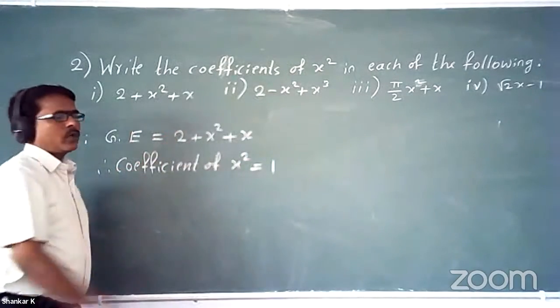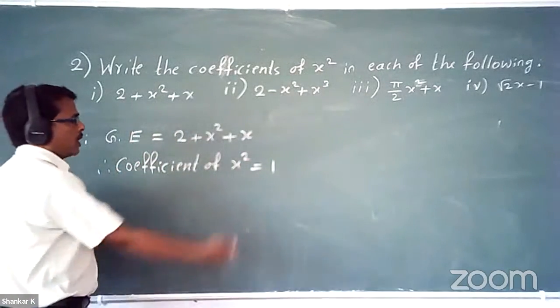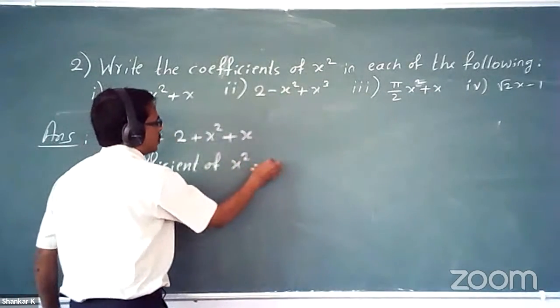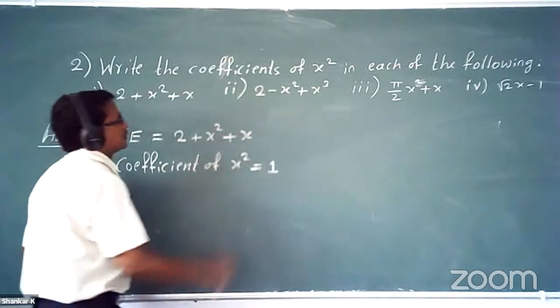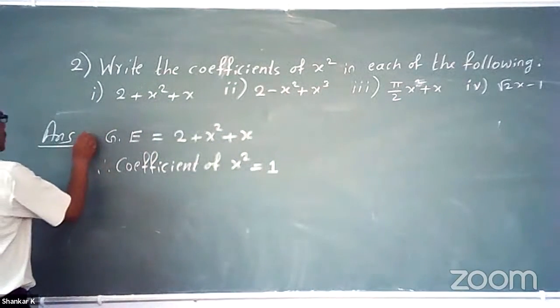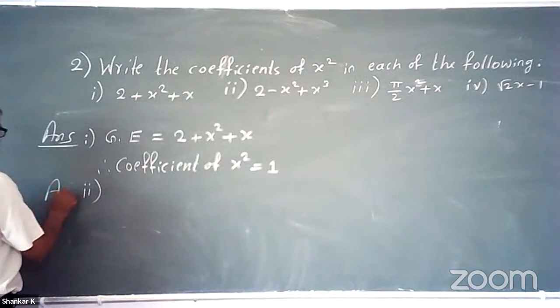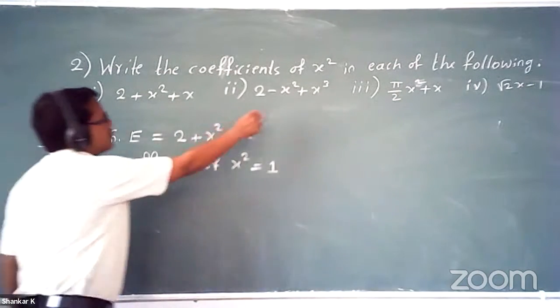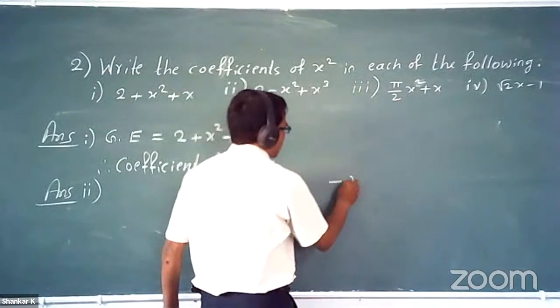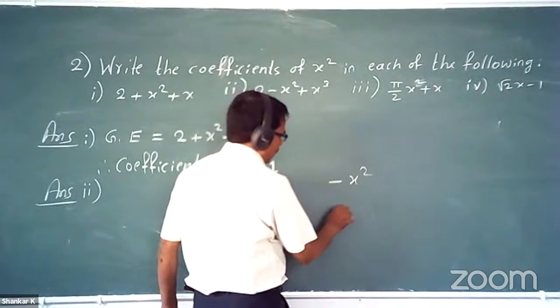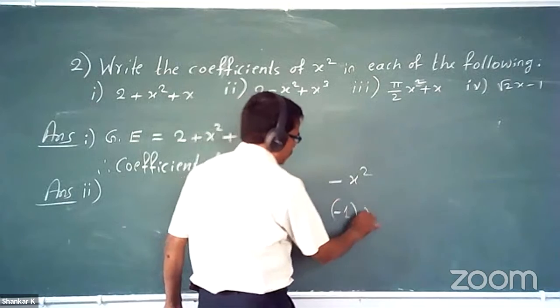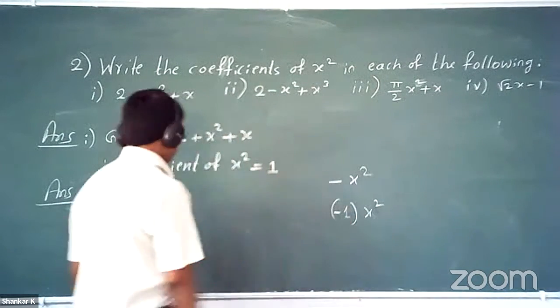What is multiplied to x square? How many x squares are there? 1 x square. So answer coefficient is 1. This is answer 1. Answer 2. Here coefficient of x square, minus x square, is nothing but minus 1 into x square. So coefficient is minus 1.